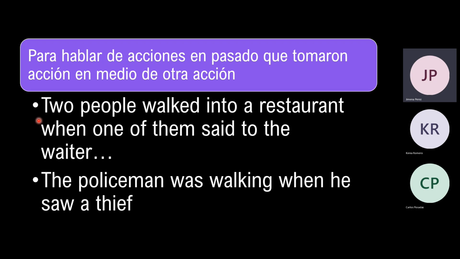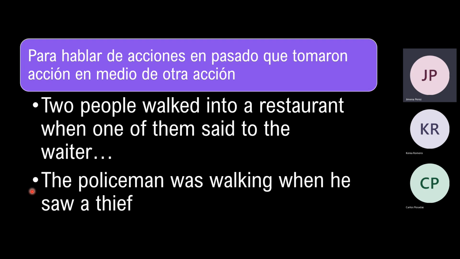So as you can see, we have here two actions, two sentences. Two people walked into a restaurant. One of them says to the waiter. So this action was interrupted by this other action. This action was in the past, no? And this action was in the past too. So in this case, to connect these two ideas, the two sentences, we use the connector when.